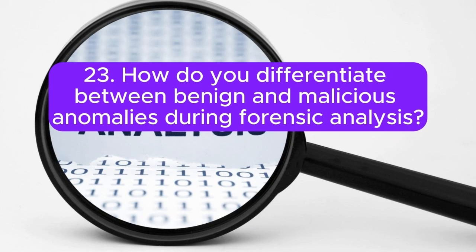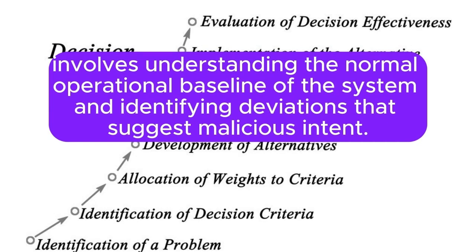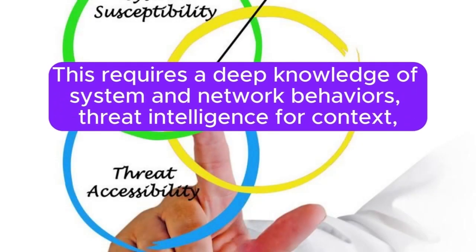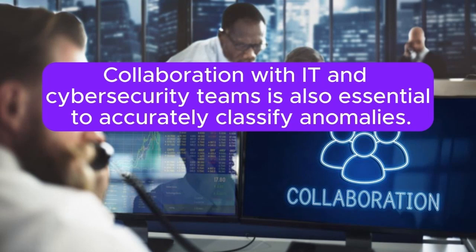23. How do you differentiate between benign and malicious anomalies during forensic analysis? Answer: Differentiating between benign and malicious anomalies involves understanding the normal operational baseline of the system and identifying deviations that suggest malicious intent. This requires a deep knowledge of system and network behaviors, threat intelligence for context, and occasionally, heuristic analysis to interpret ambiguous data. Collaboration with IT and cybersecurity teams is also essential to accurately classify anomalies.